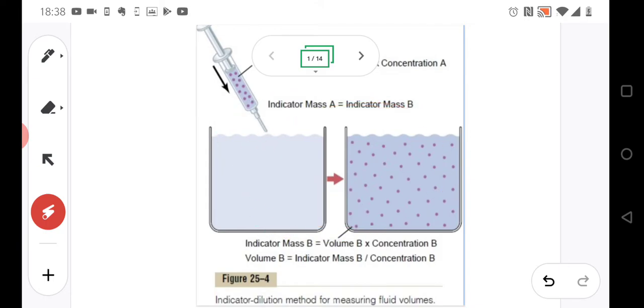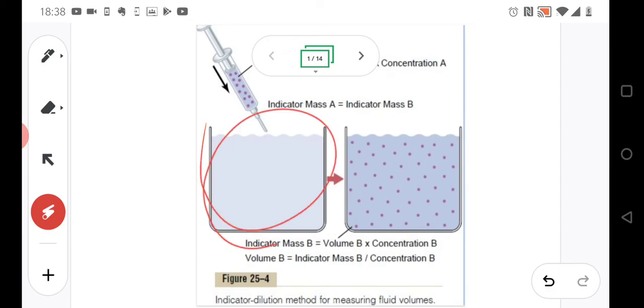How does it work? It works very simply. We add a known amount of the substance to the volume of fluid. In this case, we are thinking, for example, about our blood. This substance needs to stay in the fluid. So, for example, if you want to measure the amount of blood that we have in our organism, it needs to stay in blood for some time at least.